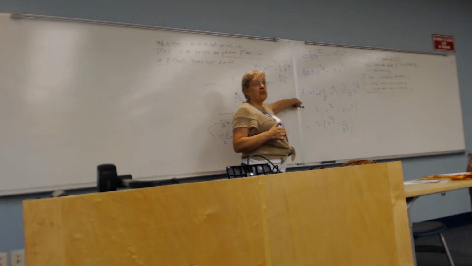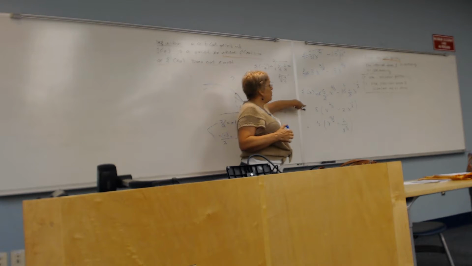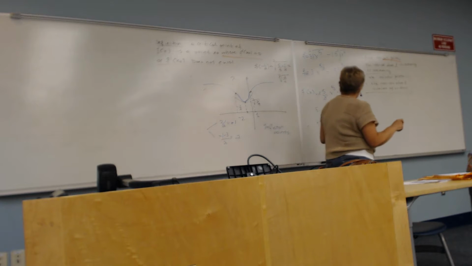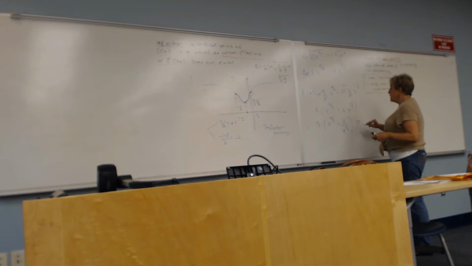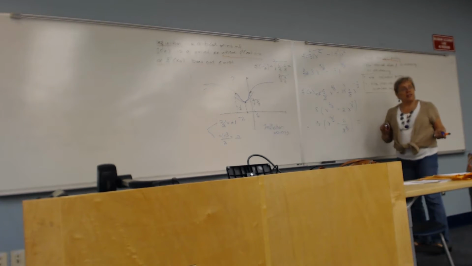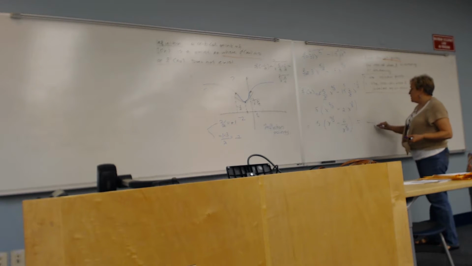This is the derivative, 5 times (x − 2) over x to the 1/3. Now I want to set that equal to 0, right?